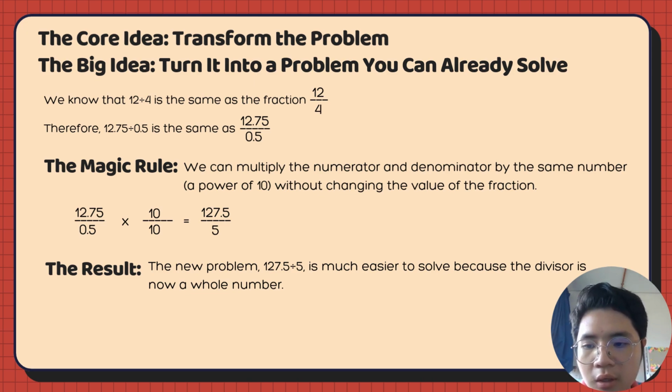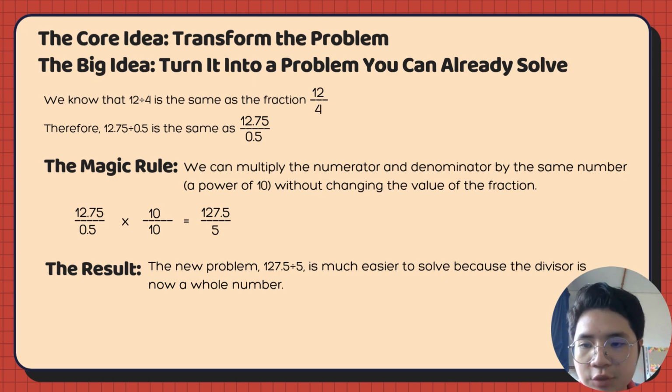The method is based on the mathematical principle of equivalent fractions. The magic rule is that we can multiply the numerator and the denominator by the same number, a power of 10, without changing the value of the fraction. Look at the step: for 12.75 divided by 0.5, we multiply this fraction by 10 over 10. It becomes 127.5 over 5, which is the new problem. 127.5 divided by 5 is much easier to solve because the divisor is now a whole number.